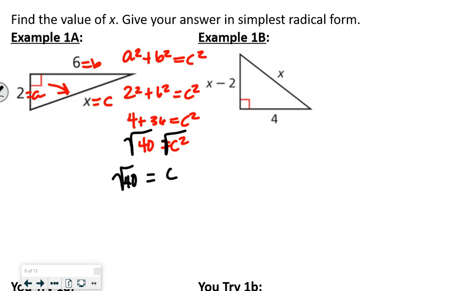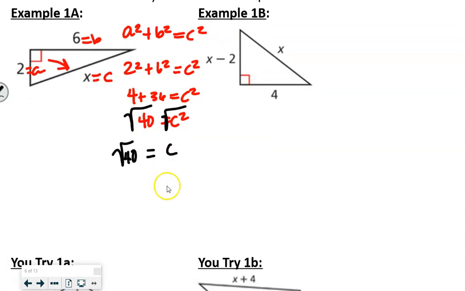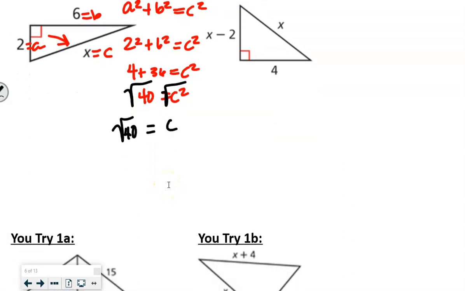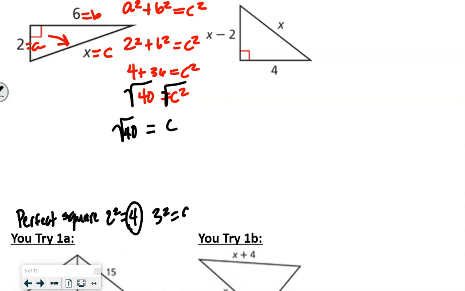What we're looking for when we start factoring this is perfect squares that are factors of 40. So let's talk about what perfect squares are. A perfect square is a number that we square. That would be 2 squared, which is 4, our perfect square. Then 3 squared is 9, a perfect square, and 4 squared is 16, a perfect square.